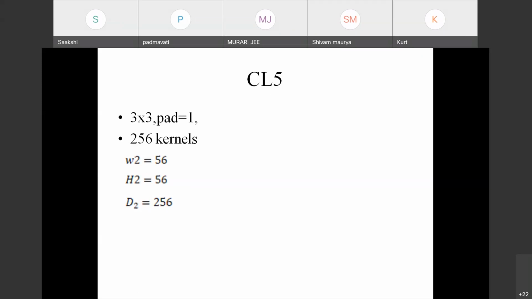Okay, well, it's correct. So next operation is again convolutional operation with the same information, that is filter size as 3 cross 3, padding as 1, with 256 number of kernels we will be using. So when we compute width, height and depth of the output volume after this convolutional operation, it comes out to be 56, 56 and 256. Try to compute number of parameters required for this particular operation.